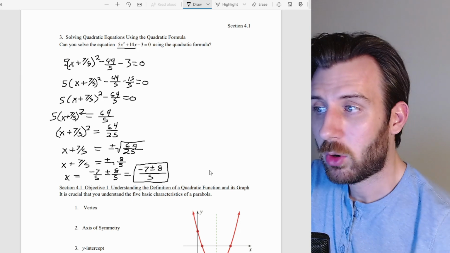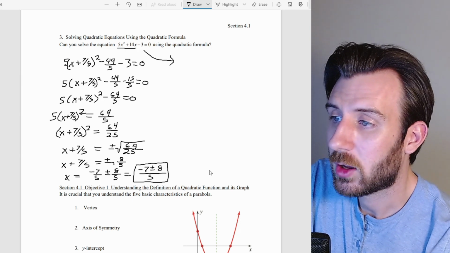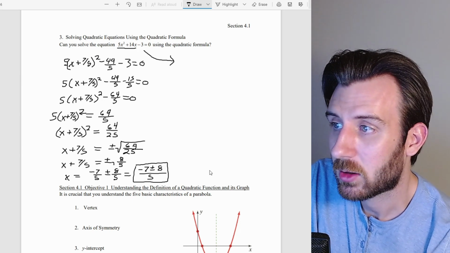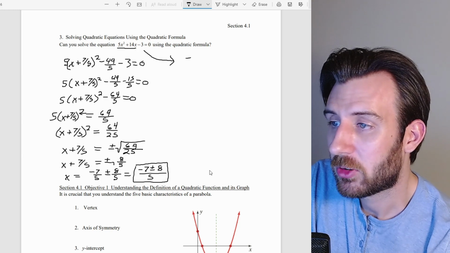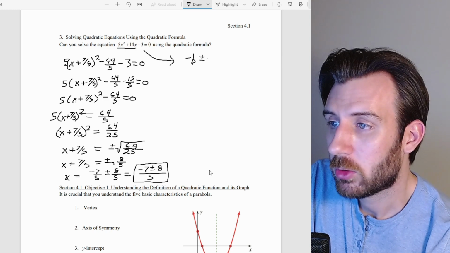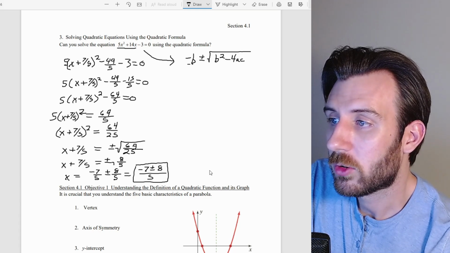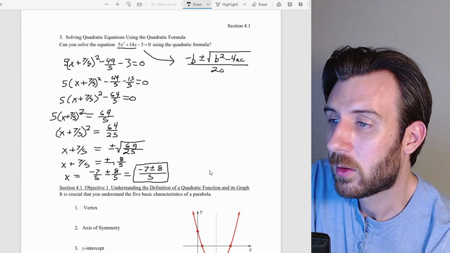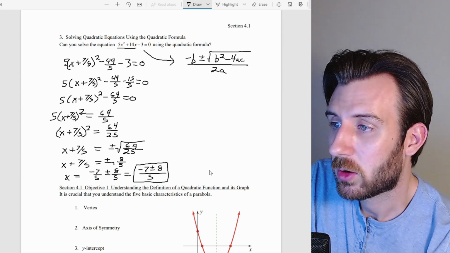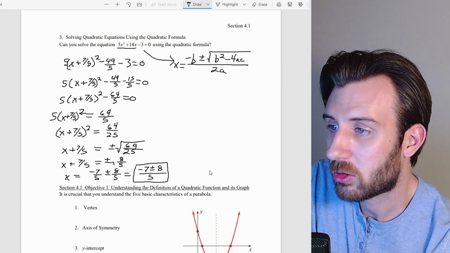Now, the quadratic formula is one that we've kind of known as a shortcut, and I'm going to show you that they're the exact same thing, because the quadratic formula is opposite of b plus or minus the square root of b squared minus 4ac all over 2a. So let's take a look at what happens through this one. This would be what x equals when the situation above is true.